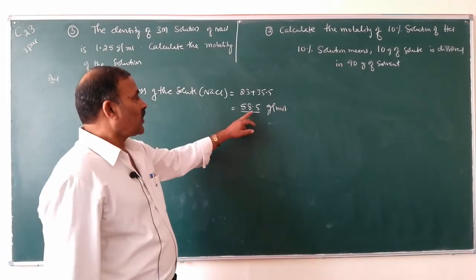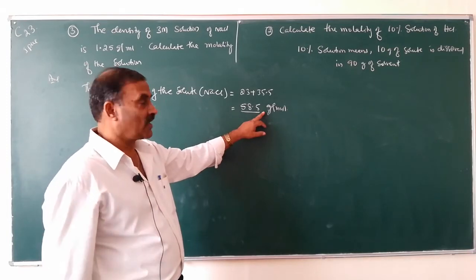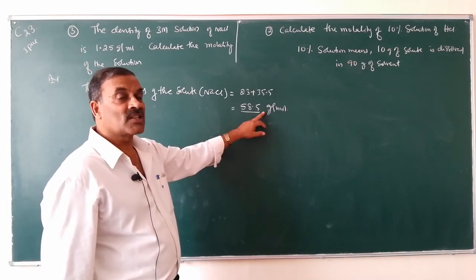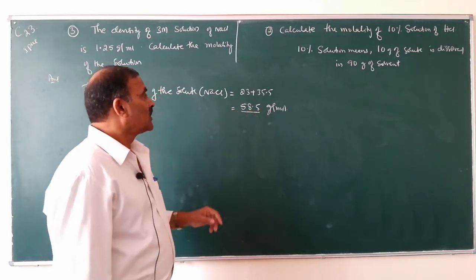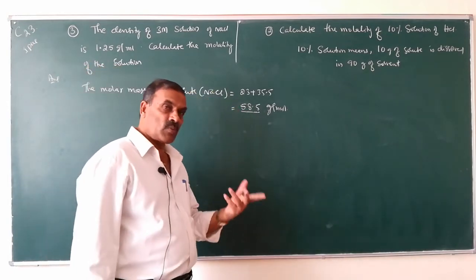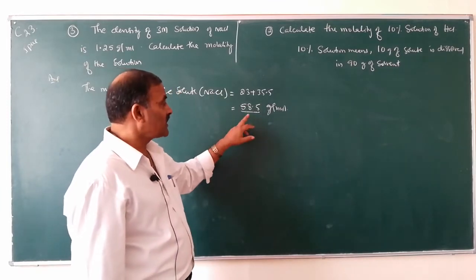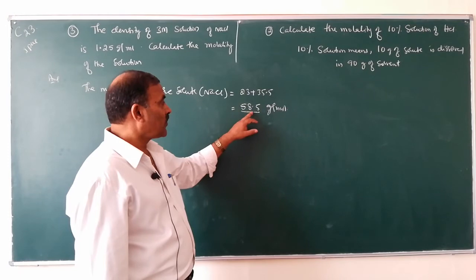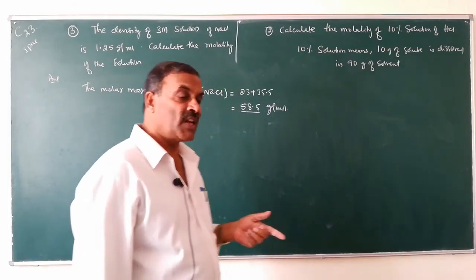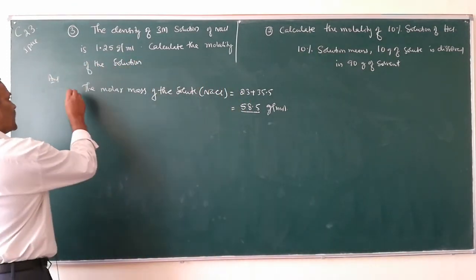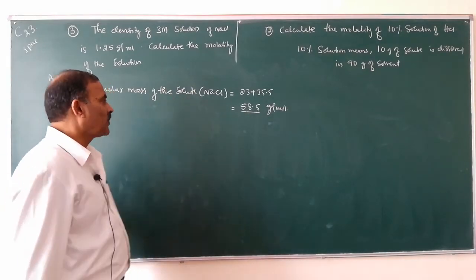So if 58.5 gram of sodium chloride is dissolved in 1 liter of the solution, it is called a 1 molar solution. So in a 1 molar solution, what is the weight of the solute present? 58.5. In 3 moles, what is the mass of the solute? 3 into 58.5. This is the first point: the molar mass of the solute sodium chloride equals 58.5.